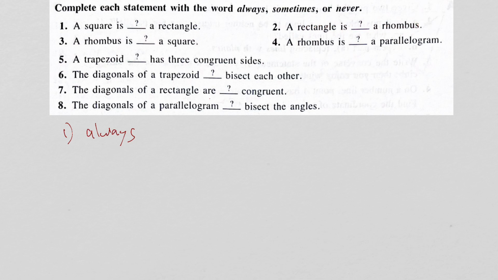A rectangle is a rhombus. Well, a rhombus has four equal sides. So a rectangle is only a rhombus when the four sides are equal, making it a square. But this is sometimes.